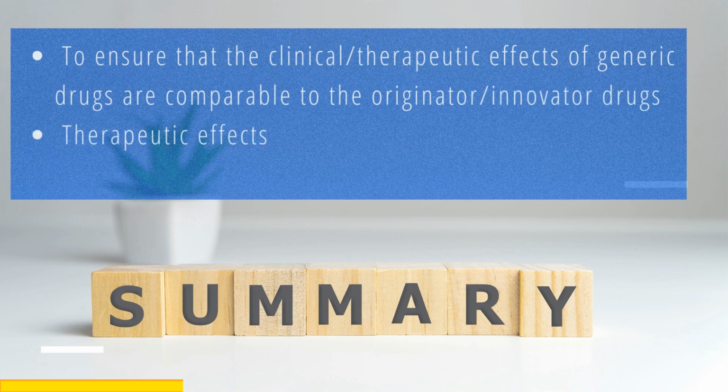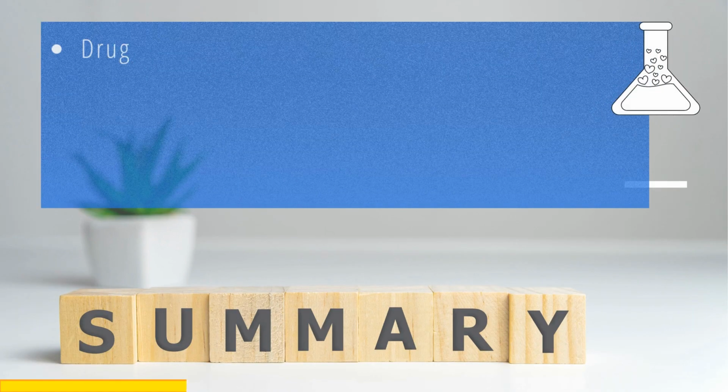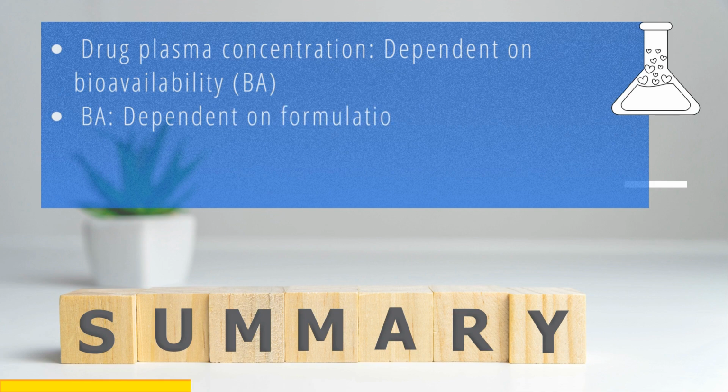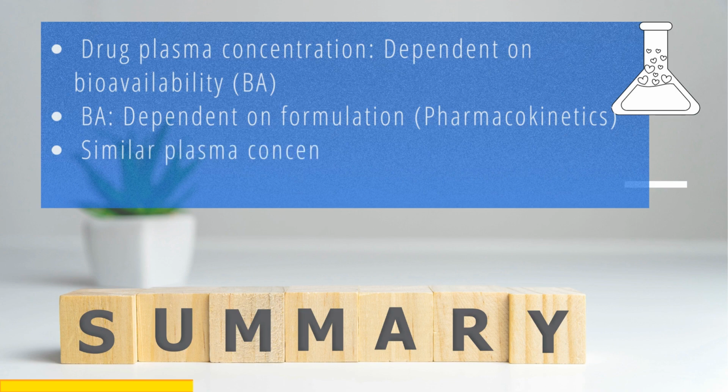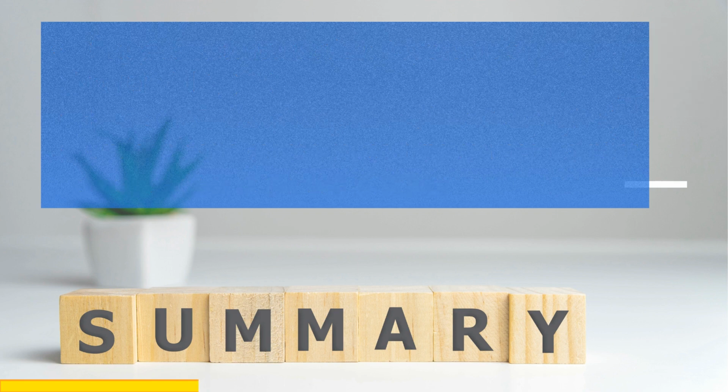The therapeutic effects are directly reflected by the similarity in their drug plasma concentration profile. So the drug plasma concentration depends on the bioavailability of the product, whereby the bioavailability of the drug in the body depends on the formulation itself, which is reflected by the pharmacokinetic process. The overall assumption is that if they can produce a similar plasma concentration graph, a similar concentration of the drug can actually reach the site of action to produce the intended therapeutic effects.